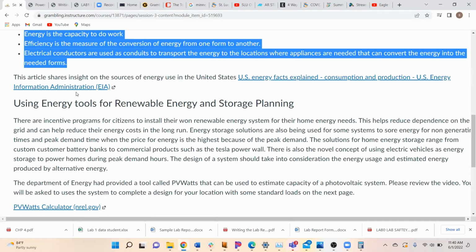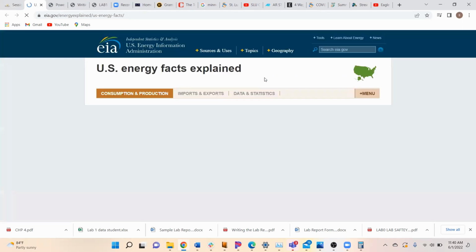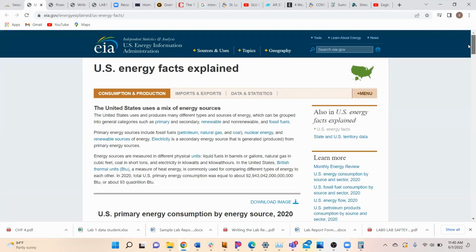It says this article shares insights on sources of energy that are used in the United States. So I'll click on it here, but we're not going to read the entire thing. I'm going to leave it for you to read. So again, this is from the U.S.